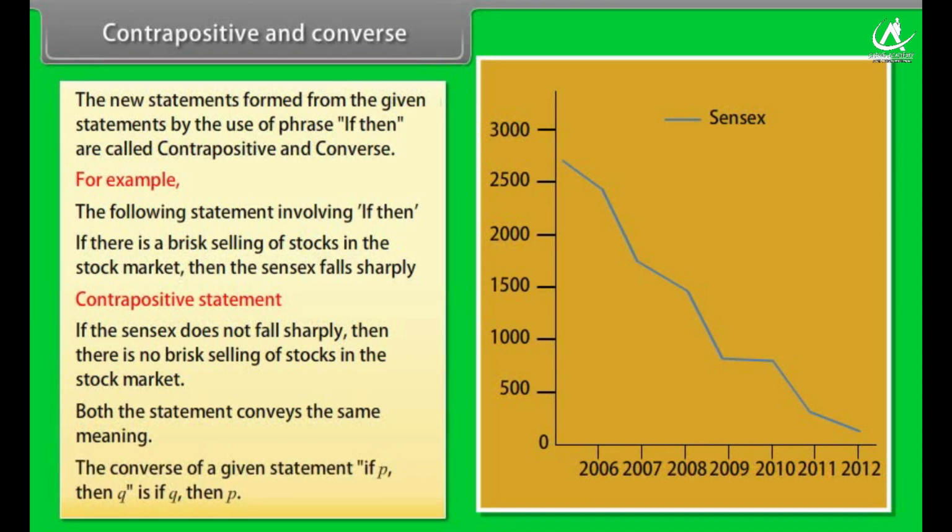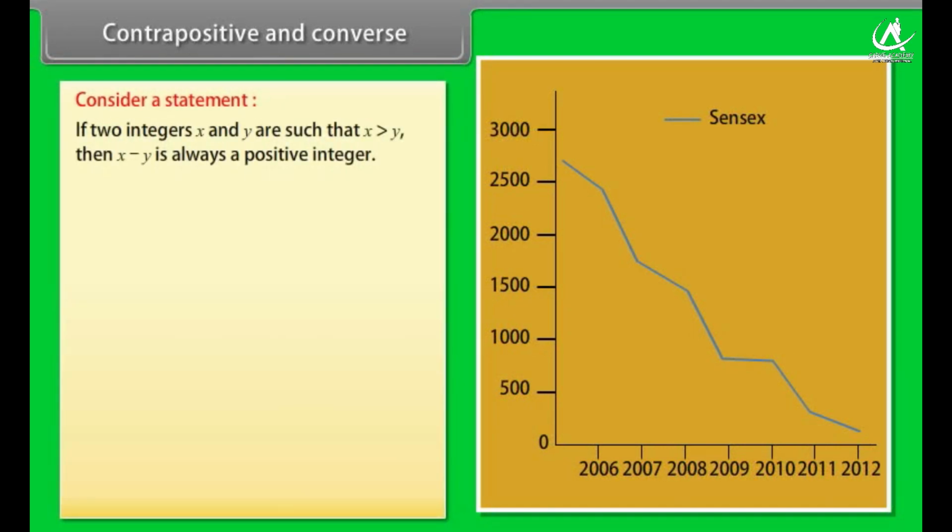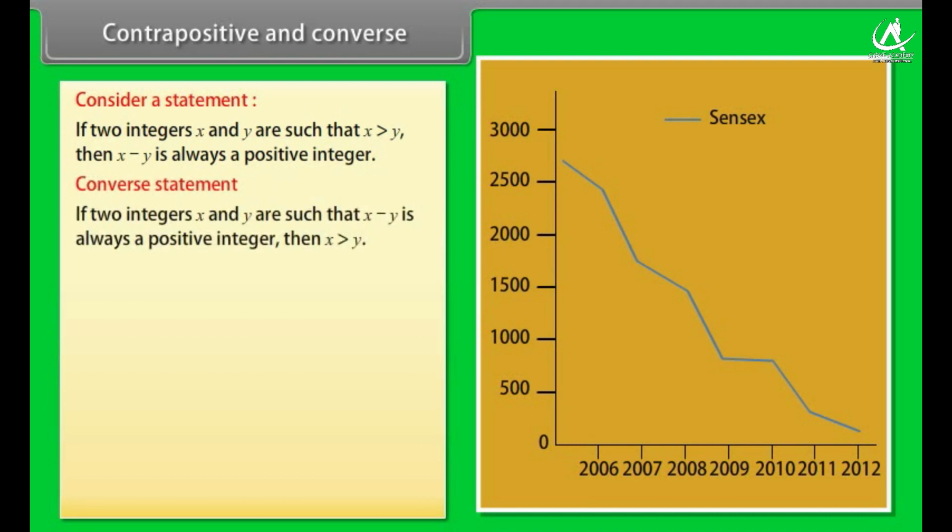The converse of a given statement, if P then Q, is if Q then P. Consider a statement: If two integers x and y are such that x greater than y, then x minus y is always a positive integer. The converse of this statement is: if two integers x and y are such that x minus y is always a positive integer, then x greater than y.